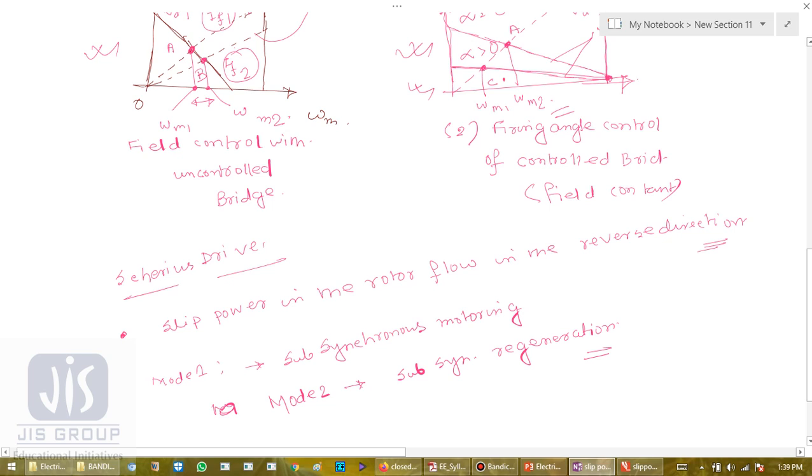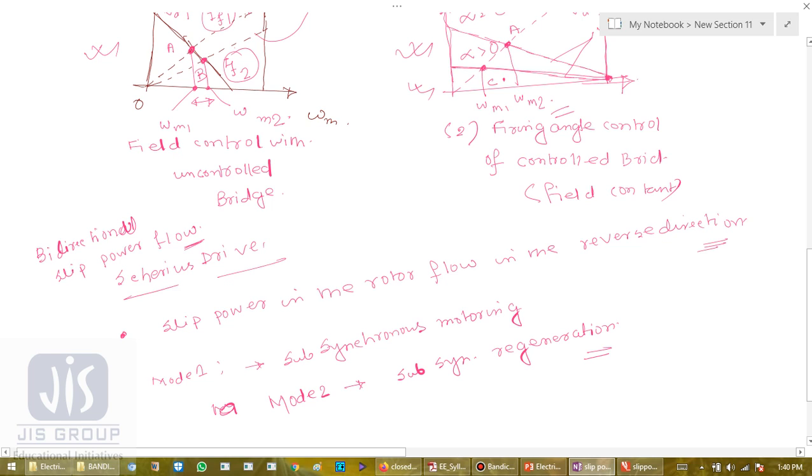The term is bidirectional slip power flow, which can be controlled for motoring and regeneration, mode 1 and mode 2, in the subsynchronous and supersynchronous range of speed.